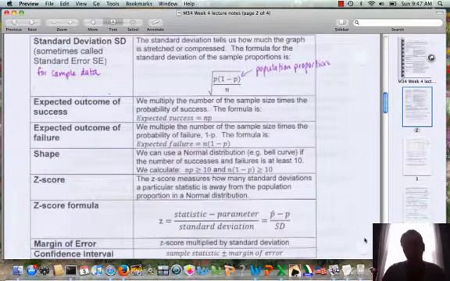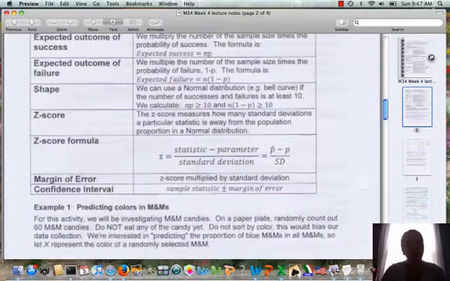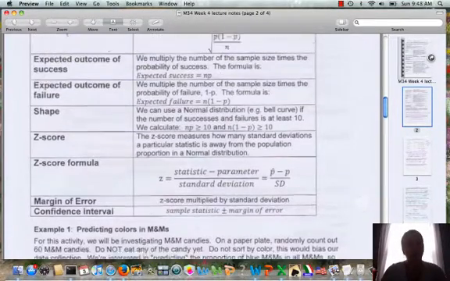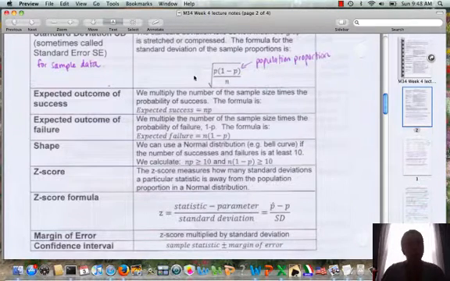or in the example I gave, the proportion of people who answered no. The other formula we're going to be working with is the z-score formula. So the z-score tells us how many standard deviations a particular statistic is from the population proportion in a normal distribution. So here's the formula. We're going to take the statistic, which is going to be the sample proportion, the P with the hat, and subtract from that the parameter, which is the population proportion, and then divide it by the standard deviation. We'll also see later on, in situations when we're calculating the standard deviation with this formula up here, if we don't know the population proportion, we'll use that sample proportion P with the hat and call it the estimated standard deviation.